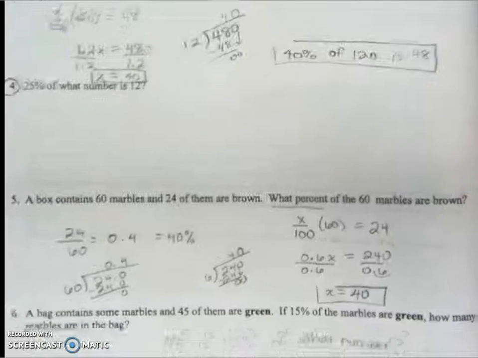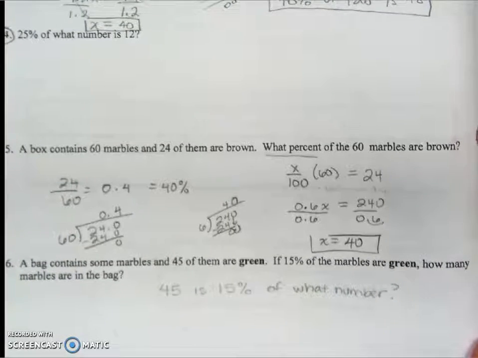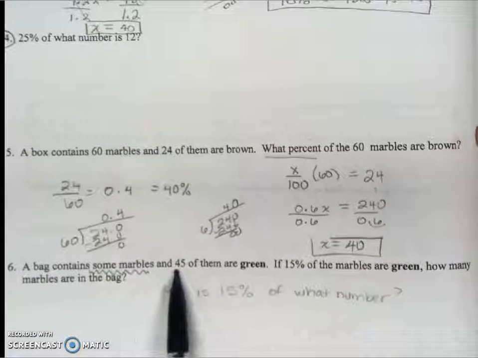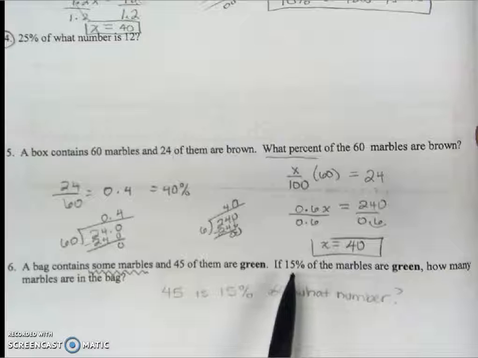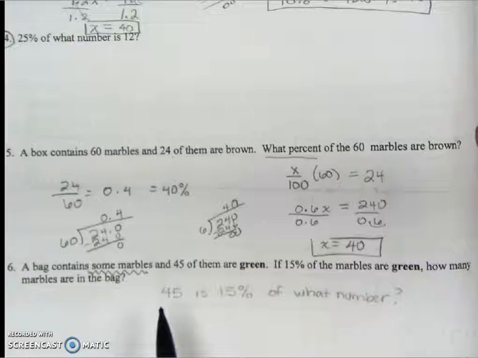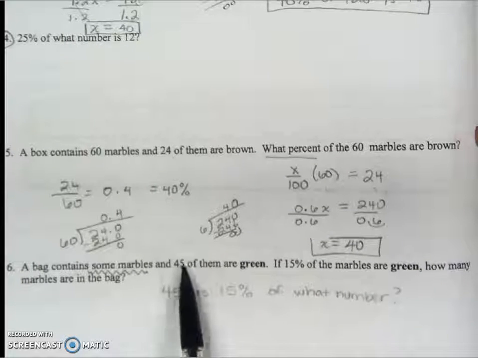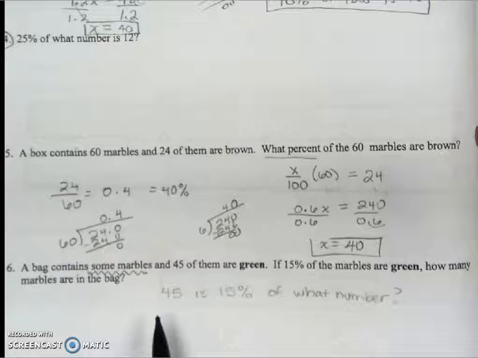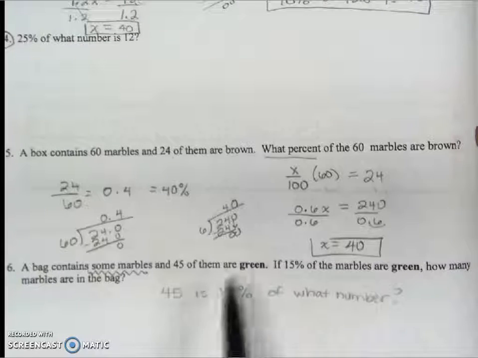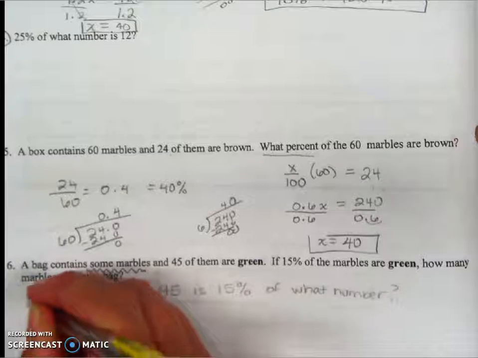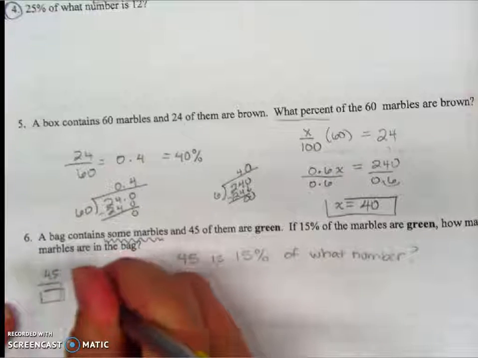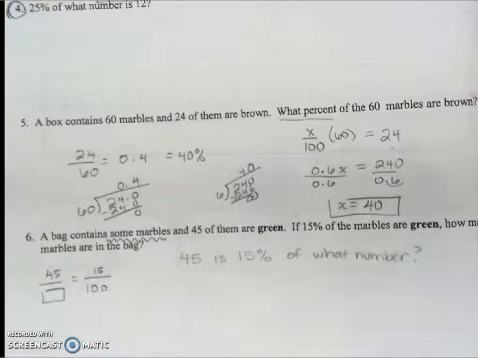All right, last one. Number 6. A bag contains some marbles. All right, so this time, we don't know the total, but we know out of some marbles, 45 of them are green. So if we know 15% of the marbles are green, how many marbles are in the bag? Okay, so we know that 45 of them are green. That 45 is the 15%. So I went ahead and wrote out 45 is 15% of what number, so that you can see that. Otherwise, we would know that the 45 is the part. We're looking for the total, but we know it's going to be equal to 15 out of 100.